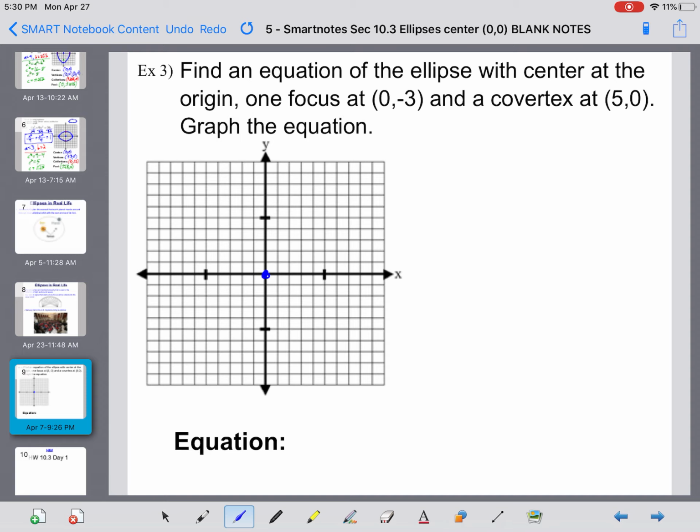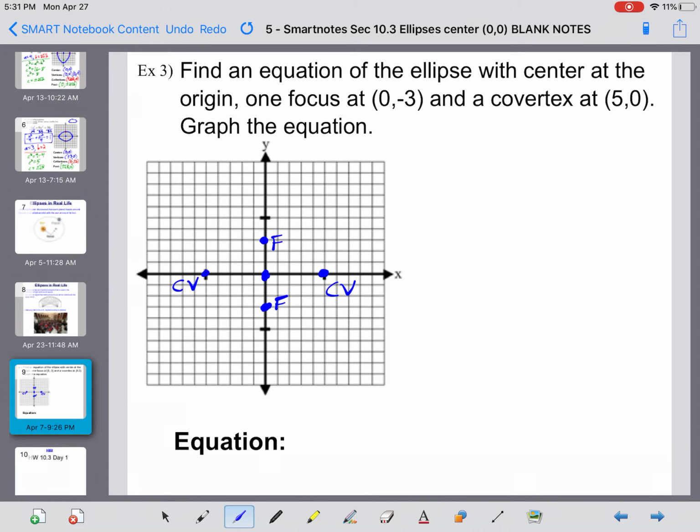There we go. So the center here is at 0, 0. I get one focus at 0, -3, so 0, -3 down there. I'm going to label that F for focus. And I have a co-vertex at 5, 0, which I'll label as a co-vertex. Right away, I should be able to come up with the other co-vertex over here, and another focus up here.